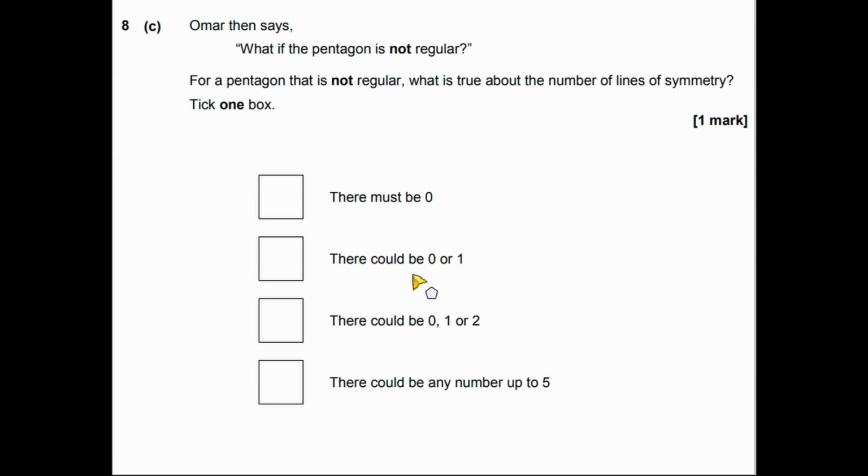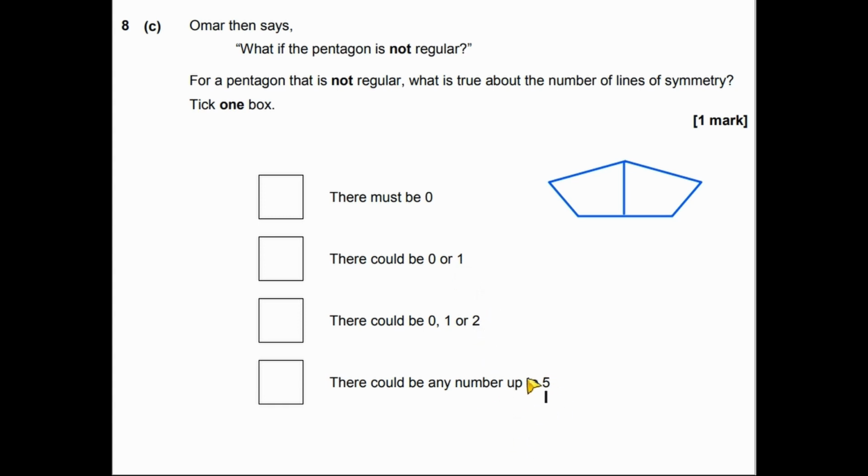There could be 0 or 1. Well, 1 is also an option. Let's imagine you have a regular pentagon which has simply been stretched in one direction. With a pentagon such as this one, there would be 1 line of symmetry around about there. So there could be 0, there could be 1.